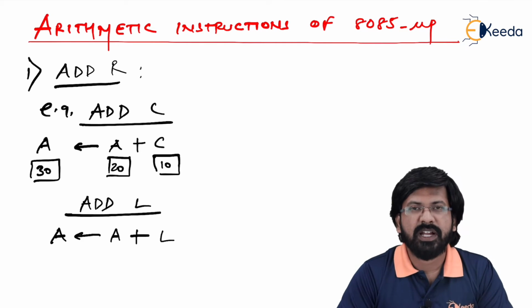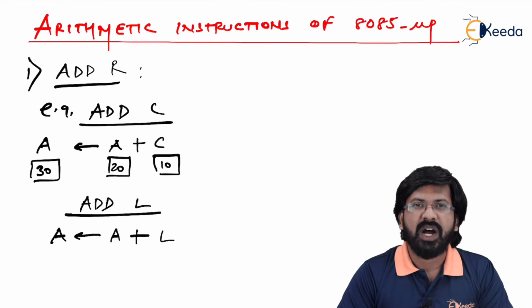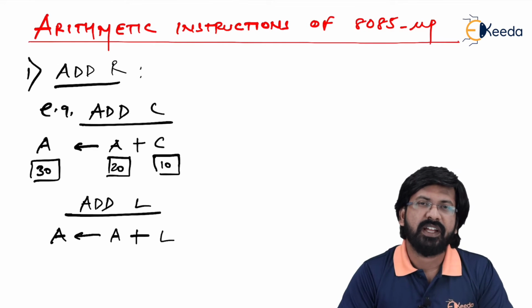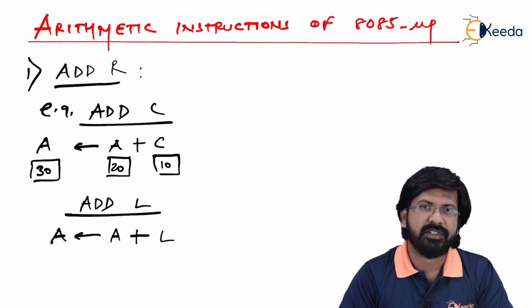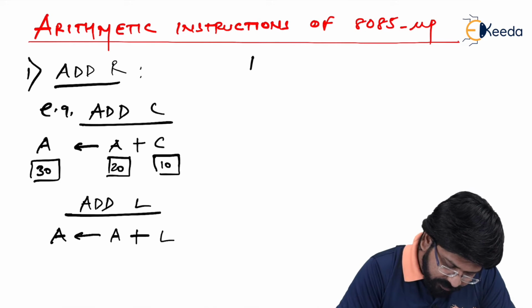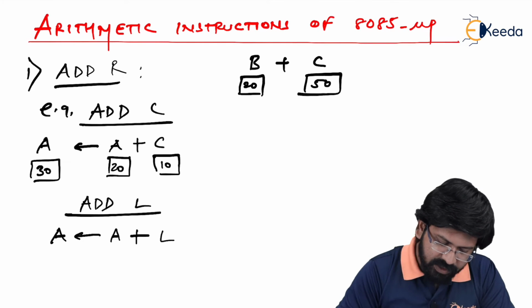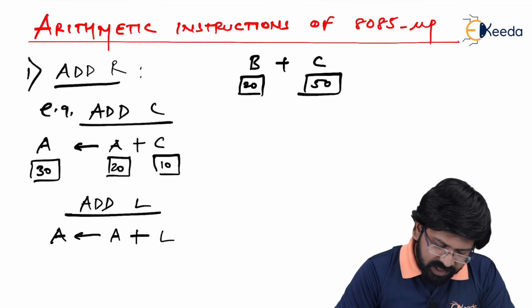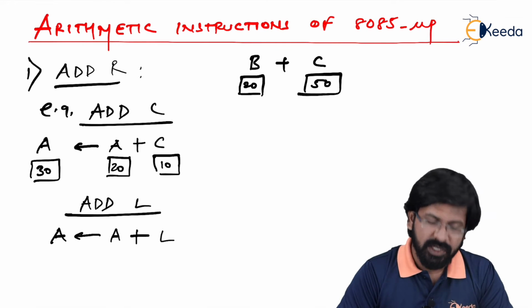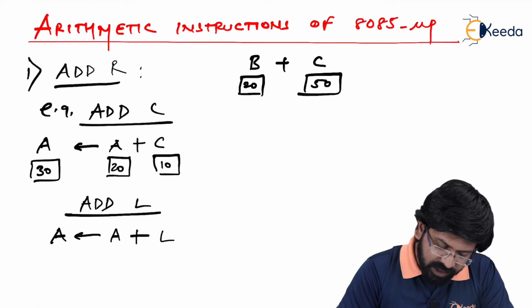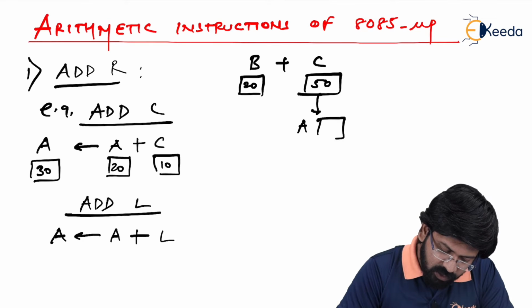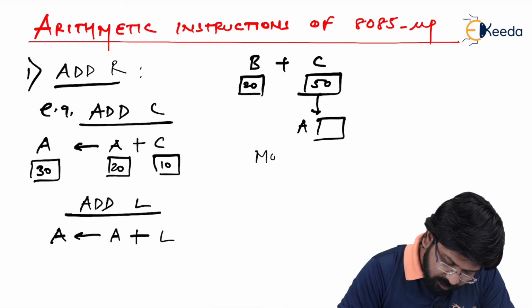Then a student asks me, sir, what if I want to add the content of the B register and the C register? The answer is very simple. Out of B or C, you copy the content into the accumulator and then add the accumulator with the remaining register. For example, you want to add the content of B with C. Let us assume the content of B was 20 and the content of C was, let's say, 50. As I said, out of B or C, copy one of the contents into the accumulator. Suppose I have decided to copy the content of C into A. For that I need to write the instruction MOV A comma C, where the content of C is copied into A.